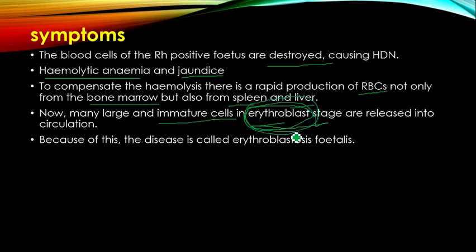During formation of mature RBC from the stem cells of bone marrow, there is one immature stage that is called erythroblast. This erythroblast stage of RBC enters into the bloodstream. Hence this disease is also called erythroblastosis fetalis. Because of erythroblastosis fetalis, mainly we can see destruction of RBC, hemolytic anemia, and jaundice in the newborn baby. Those are the symptoms.